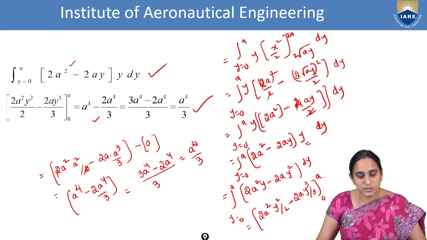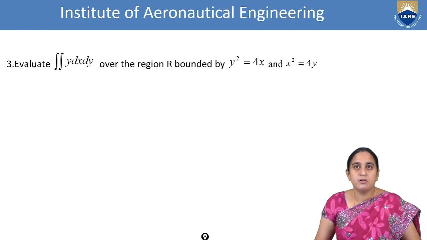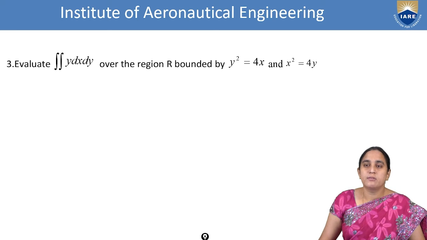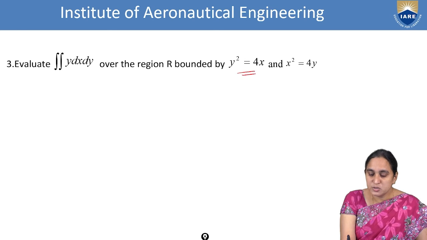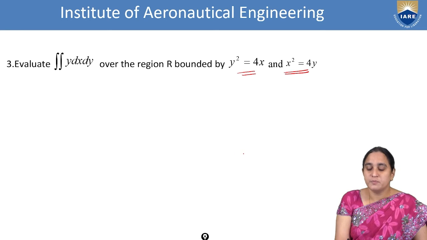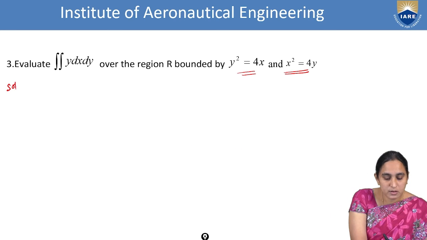Next, continuing, the third question is the evaluation of the double integral of y dx dy over the region R bounded by y² = 4x and x² = 4y. Once you observe, these two are parabolic equations. From these parabolic equations, first we have to take the intersecting points of the two, and after that, from the diagram, see which is the upper and which is the lower curve.